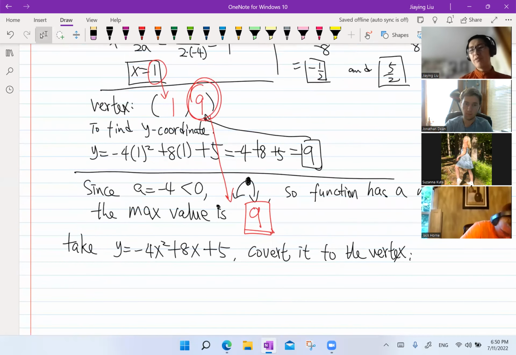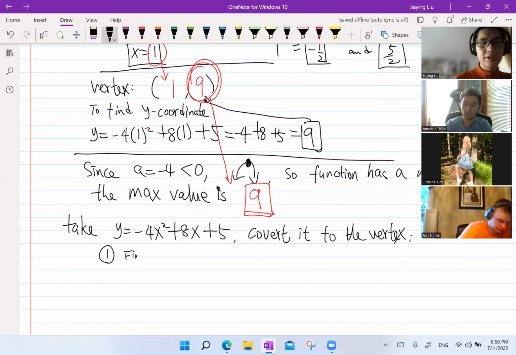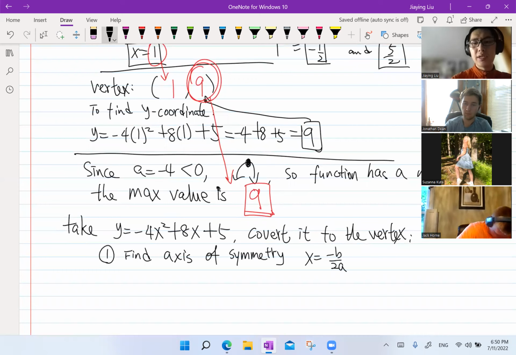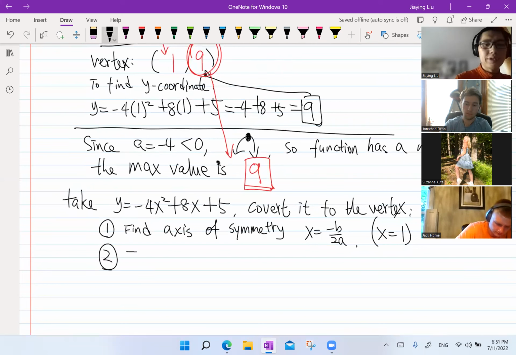Well, how do we convert it to the vertex form? In the past, you probably learned about completing the square. That's one way, and here we're not going to do it. We're going to take a different approach. The first step is to find the axis of symmetry, which we already did using x equals negative b over 2a, and we found that x equals 1. And the second step is to find the vertex.